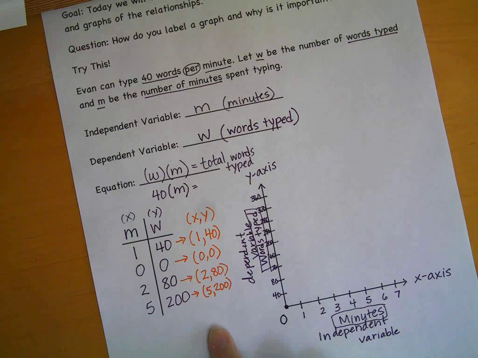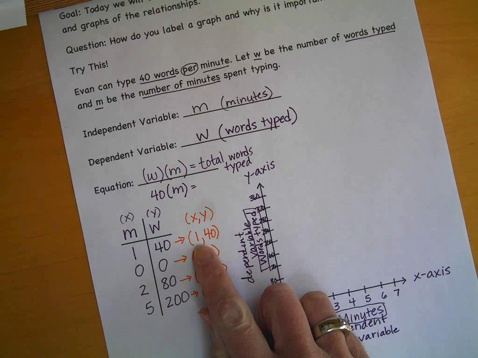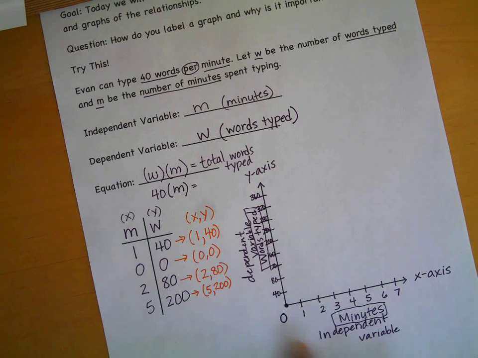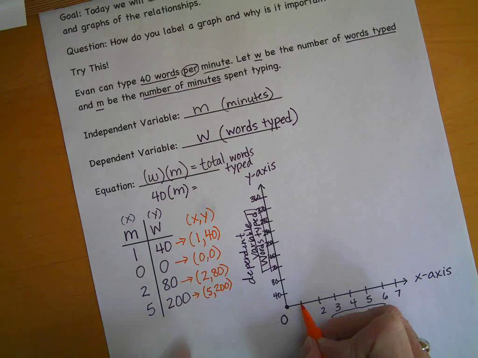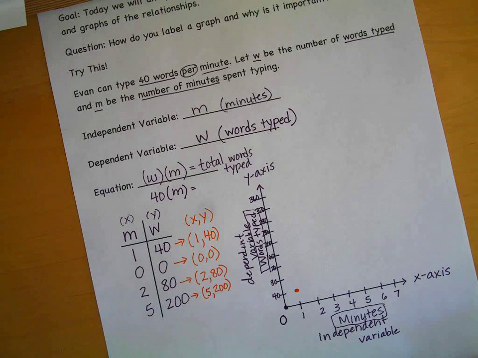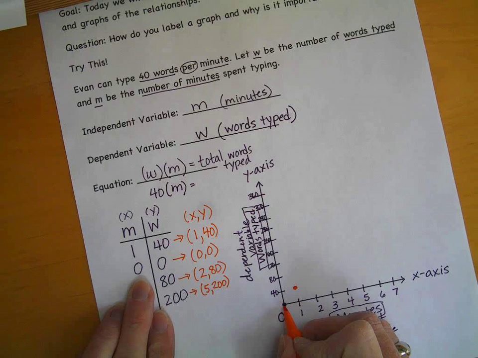So remember, this is minutes. The first number value is your minutes because it's the x-axis, the x value. So this one is telling me I have to go to the right 1. And the reason I know I have to go to the right is because this is a positive 1. So I'm moving on my graph to the right 1, and then it says go up 40. So I'm going to the right 1 and up 40 and putting a dot. So that's what I do.